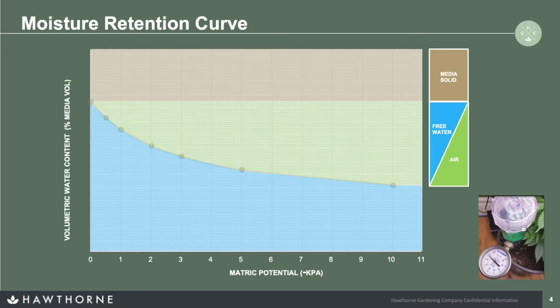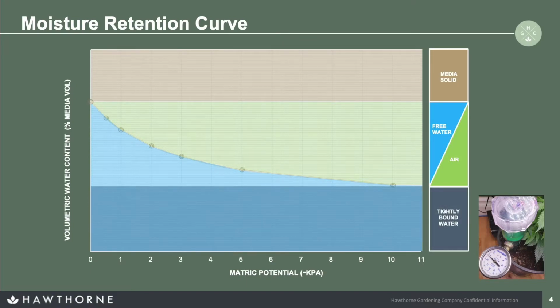So when the water is picked up by the roots, or when the soil or the media dry by evaporation, the pores that are filled up with water are slowly replaced with air. So as the soil dries out, the media dries out, aeration goes up in the media.